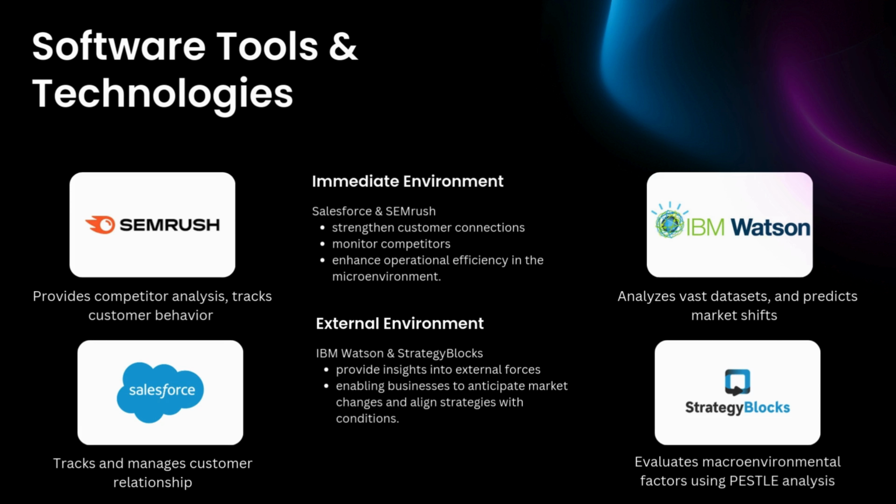First, Salesforce and SEMrush are key to managing the immediate environment, direct influences like customers, competitors, and internal teams. Salesforce strengthens customer relationships and aligns marketing and sales efforts, while SEMrush helps businesses track competitors and optimize digital strategies to stay ahead. On the other hand, IBM Watson and Strategy Blocks dive into the external environment, analyzing uncontrollable factors such as political, economic, and technological changes. IBM Watson uses AI to predict market shifts and consumer behaviors, while Strategy Blocks helps businesses align their strategies with external trends through PESTLE analysis and scenario planning.